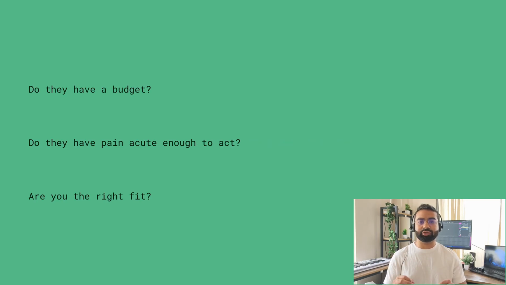There are three questions. Question 1, do they have a budget? If the answer is "we need to get approval," that's a red flag. Real sponsors come with approval or a path to approval. No budget equals no urgency. Question 2, do they have pain acute enough to act? Nice-to-have features don't get funded. Cancer gets funded, fever doesn't. You need to find what's causing them to lose sleep and money.